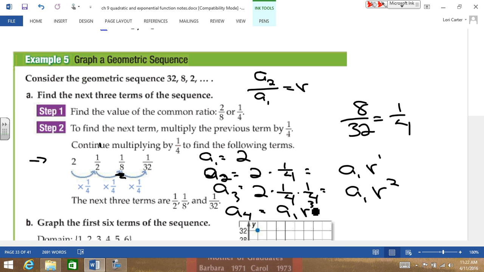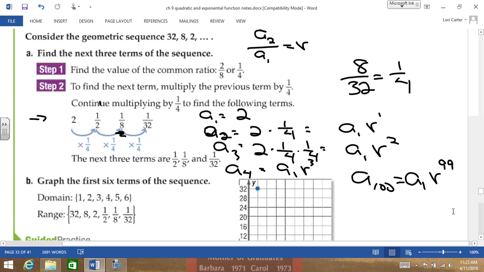So if I want to find the 100th term, what am I going to do? I'm going to take the first term, and how many ratios? 99. Okay? So what that is, it's your first term times the ratio to the n minus 1 power. Okay, let's see if we can figure this out.